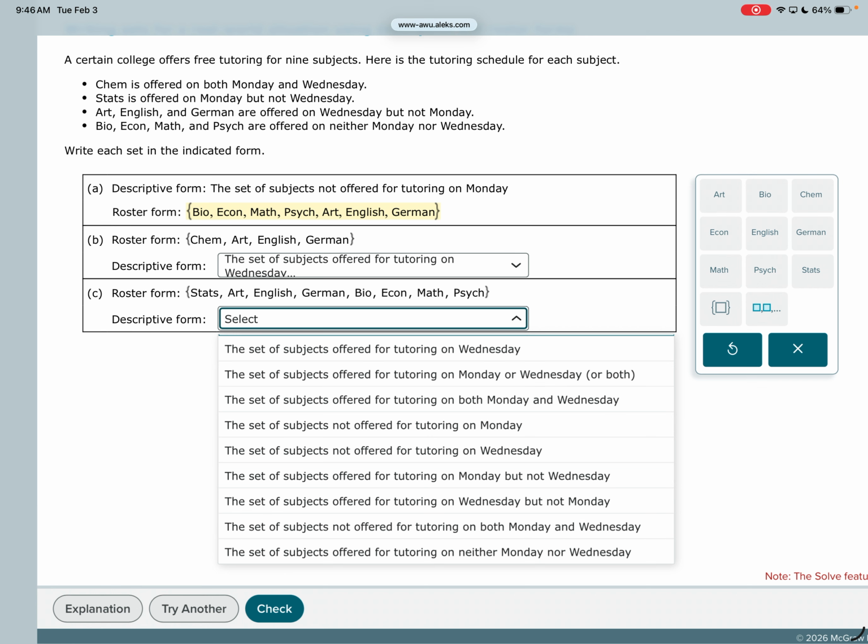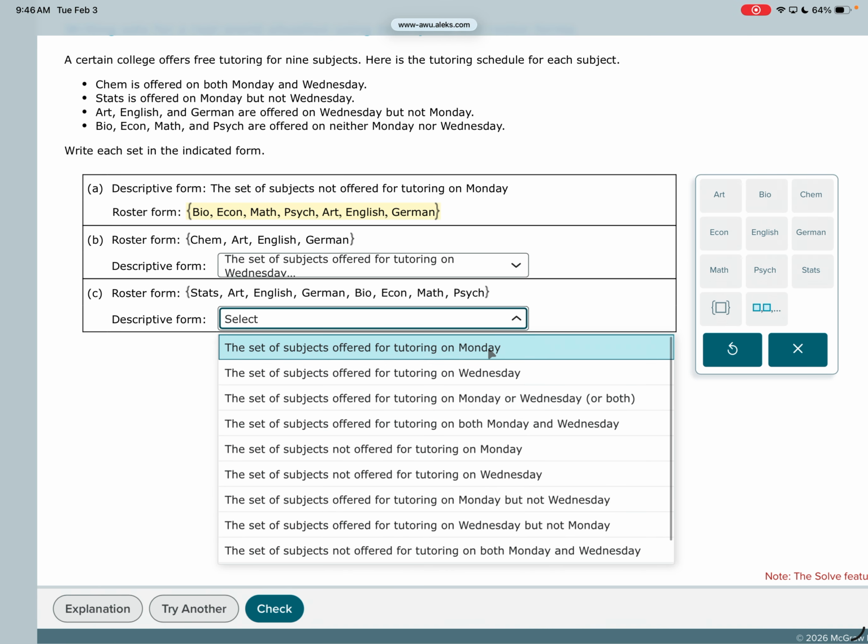But Bio, Econ, Math, and Psych are not offered on either of them. Huh. Usually it's very easy on this. All right, let's just go through it. It's not the Monday one because stats is, our Art, English is not Monday. It's not Wednesday because stats not Wednesday. It's not Monday or Wednesday or both because Bio, Econ, Math, and Psych aren't either of them.